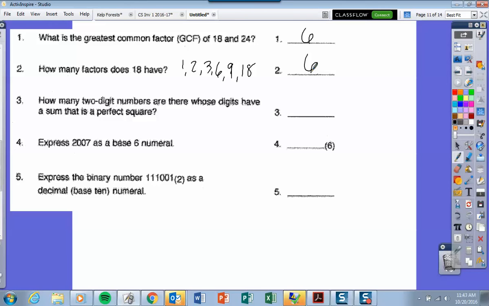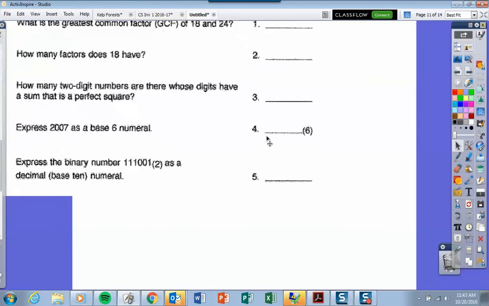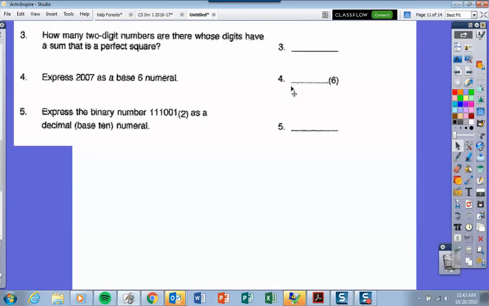Remember, perfect squares would be like 4, 9, 16, 25. So we're just going to go ahead and list things. So 1 is also a perfect square as well. So we're going to go ahead and list out what we see. So are there any numbers that add up to 1? Yes, there is. 1 and 0. Excuse me, let's move this over a little bit. So, numbers whose sum is 1, I have 10.